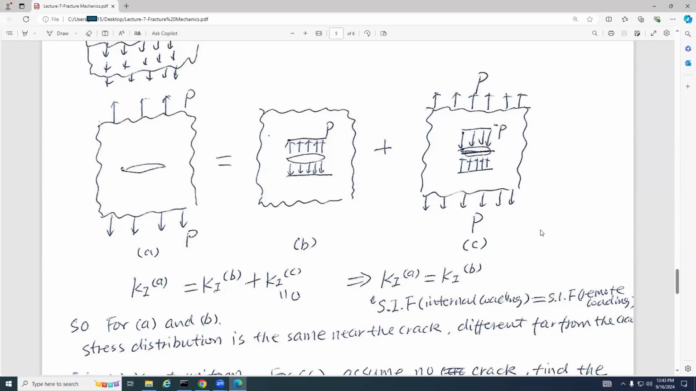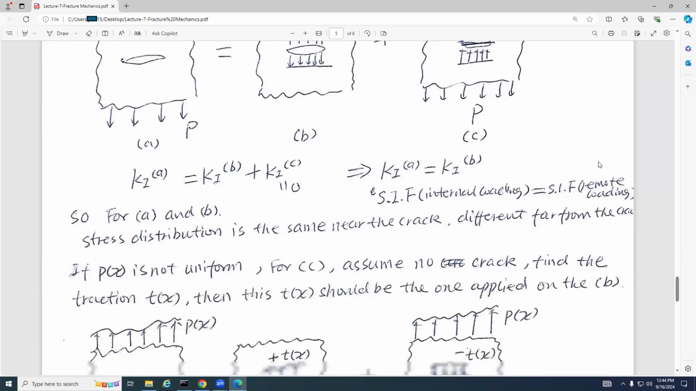And same P, this one cancels this, but this one equals this. It means that it does not matter where you apply the load. So this is the conclusion we want. You can see the stress intensity factor for internal loading equals the stress intensity factor for remote loading. So this observation is very, very important because we are going to use it a lot.